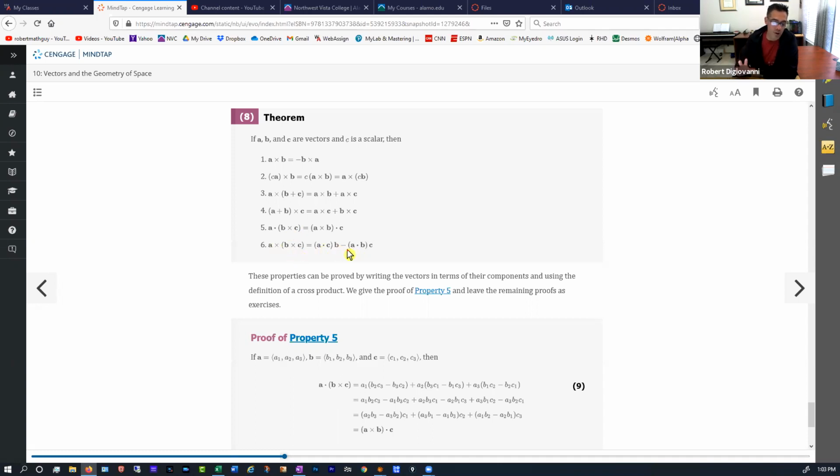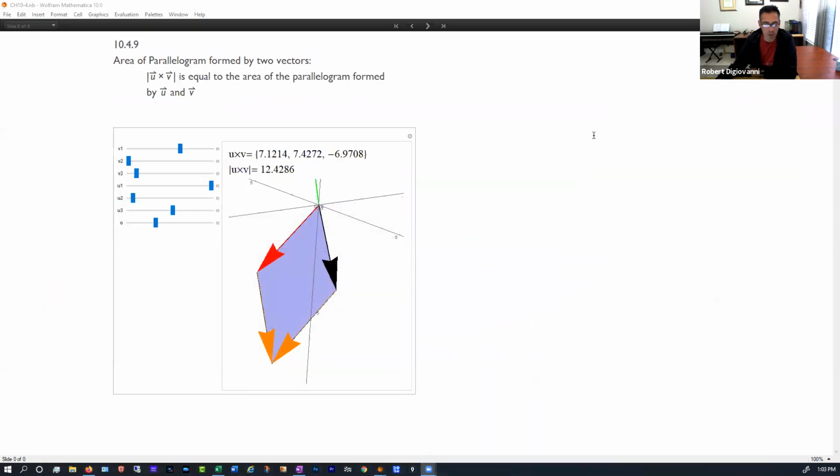So you don't need to memorize these. You just need to know that these properties exist. And later on, we may need to reference these and say, oh yeah, by property 6, back here with the theorem 8, we can do this. So just be aware that these exist. All right, were there any questions before I continue where we were last time?